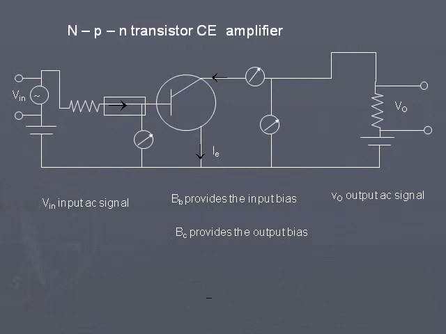Common emitter configuration of NPN transistor is used as an amplifier. First, let us study the circuit diagram.